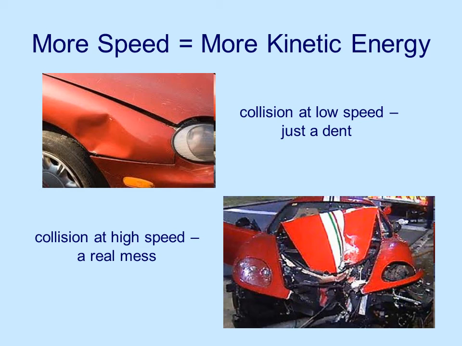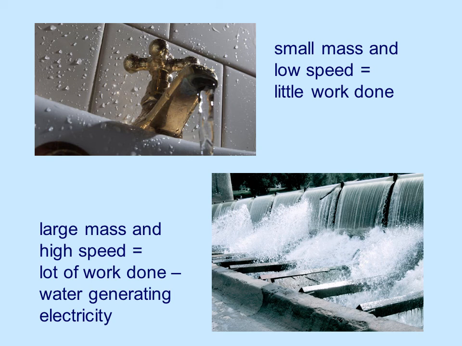More speed equals more kinetic energy. These two cars are about the same, so they have about the same mass. If you have a collision at a low speed, you might get a dent in the car, you might bend the fender a little bit, but you're not moving very fast, so you don't have as much kinetic energy. On the other hand, if you have a collision at high speed, well, you got a real mess there. High speed, more kinetic energy, you do more work, so you rearrange more parts of the car in the process.